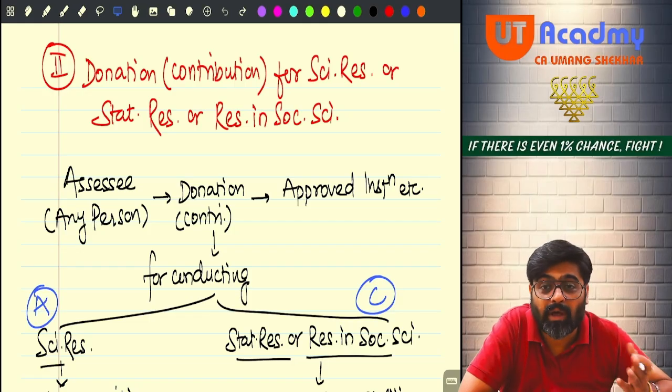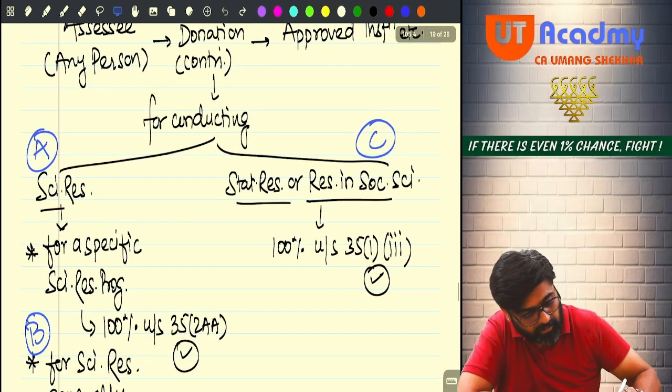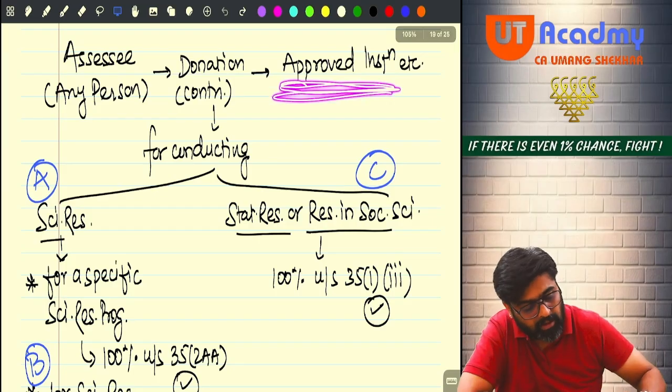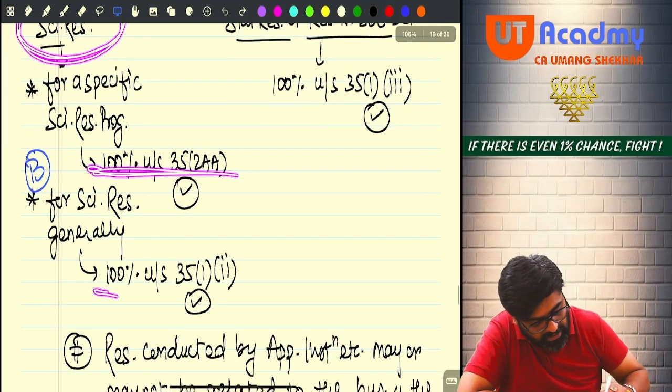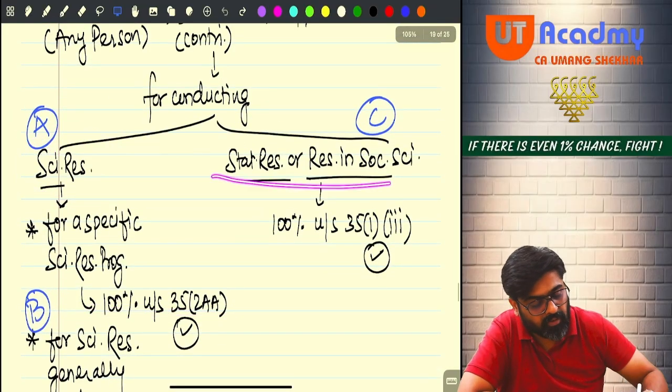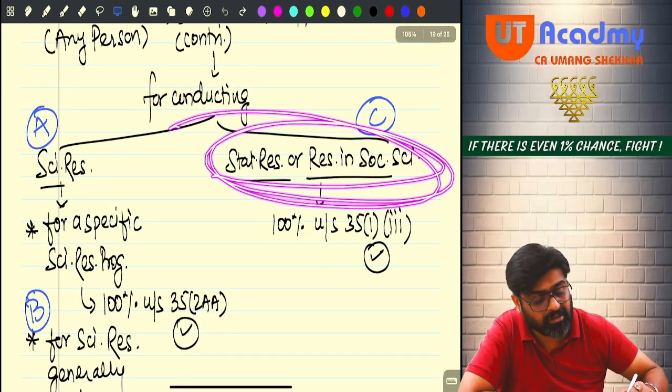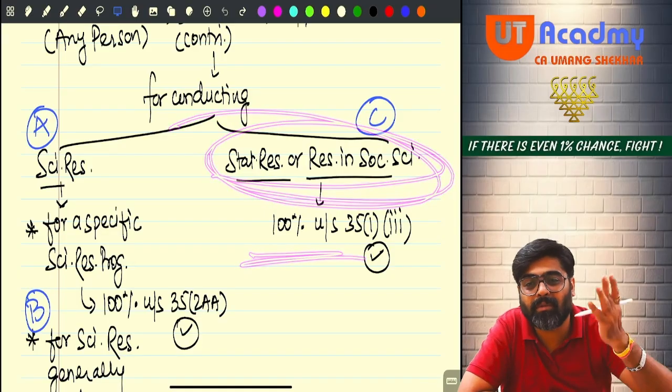That's it. Now, if the donation is made to that approved institution for scientific research, then also fully allowed. If the donation is made for statistical research or research in social sciences, then also fully allowed. Don't remember the clauses, no?